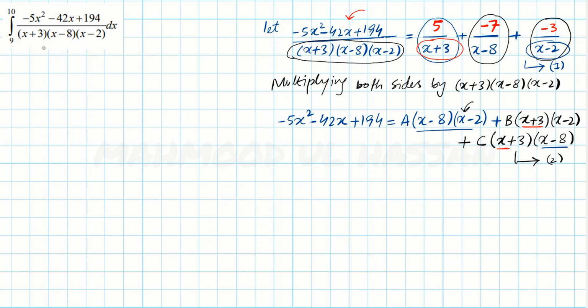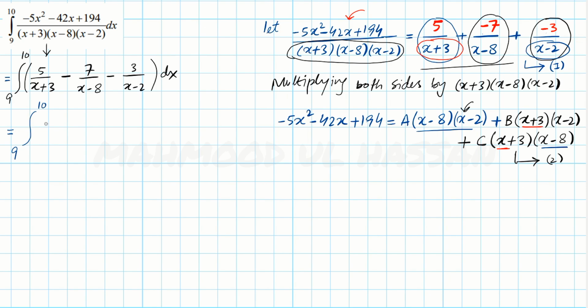Okay, so now this integral can be written as the integral from 9 to 10. Instead of this fraction, we have to write the right hand side: 5 divided by x plus 3, then negative 7 divided by x minus 8, and then negative 3 divided by x minus 2 into dx. Here we are going to apply the sum rule of the integral. The integral applies to every term: integral from 9 to 10 of 5 divided by x plus 3 dx, then minus integral from 9 to 10 of 7 divided by x minus 8 dx, then minus integral from 9 to 10 of 3 divided by x minus 2 dx.